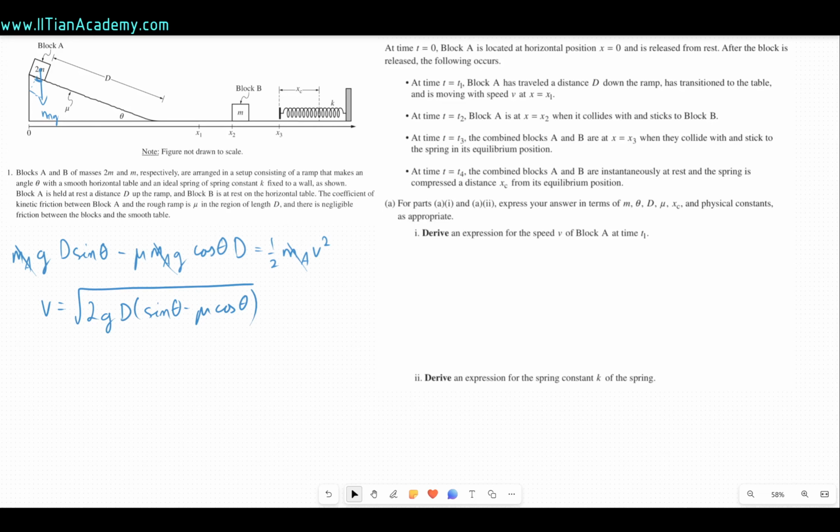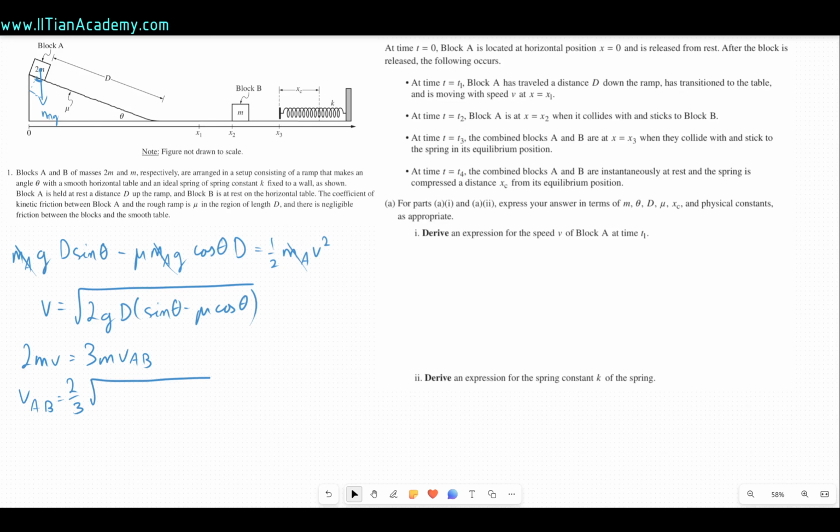And for part A2, we need to derive an expression for the spring constant k of the spring. And here we will have to use momentum conservation to find the final speed of their combined system, so that we can see how much kinetic energy that has. And we know that kinetic energy will be used to compress the spring by this distance. So we can say that before the collision we had 2mv momentum.